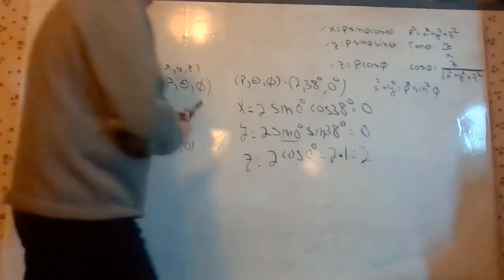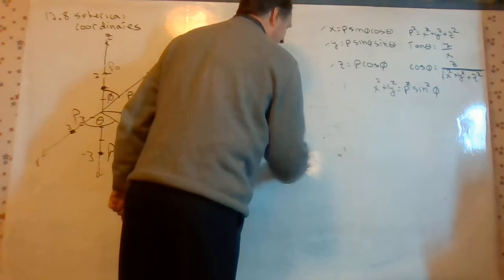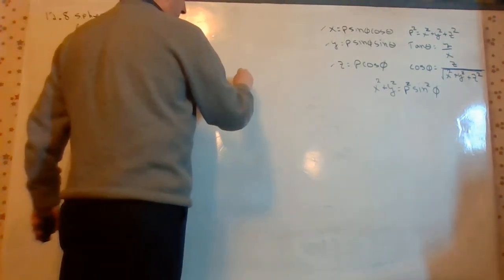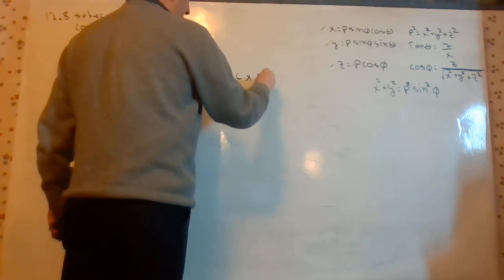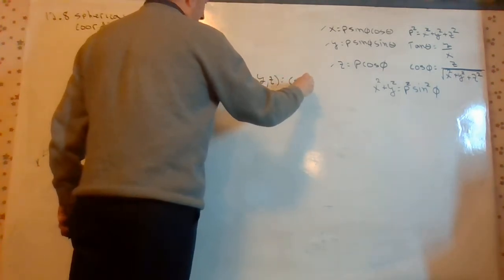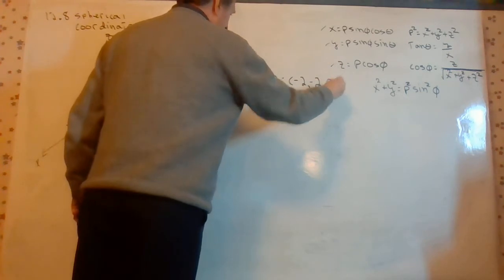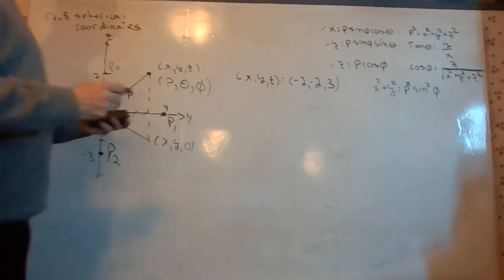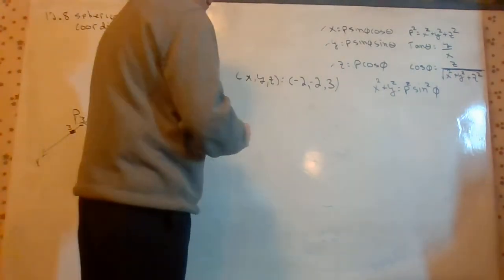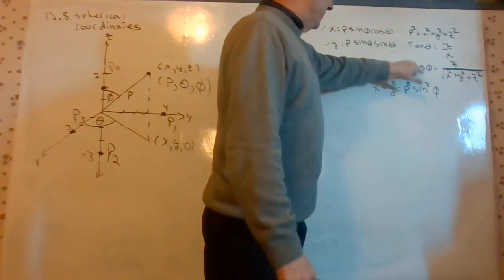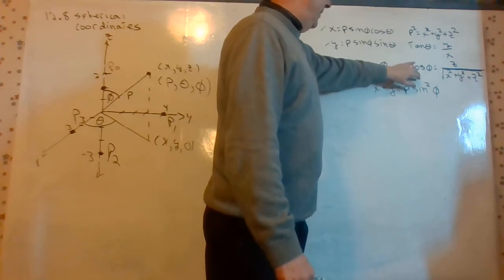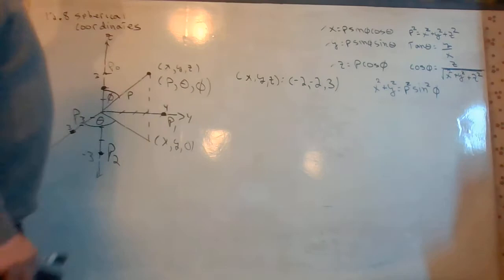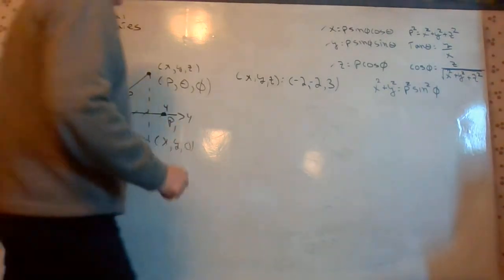Now going the other way, let's suppose we have, for instance, -2, -2, 3 as x, y, and z. We want to know rho, theta, phi. Well, we're going to use these equations right here to find rho, theta, and phi. Of course, there's some trigonometry involved, so it's not so simple. Let's start with rho.